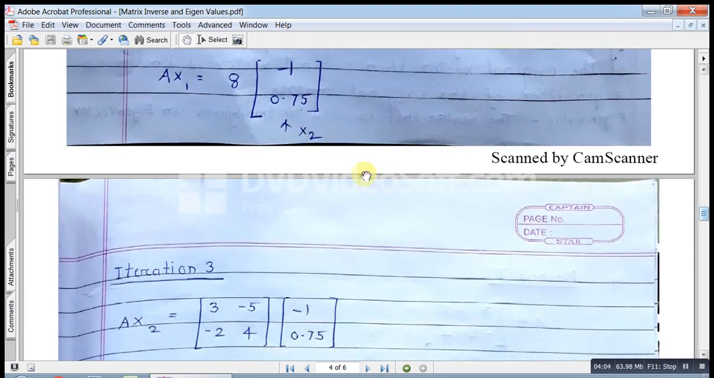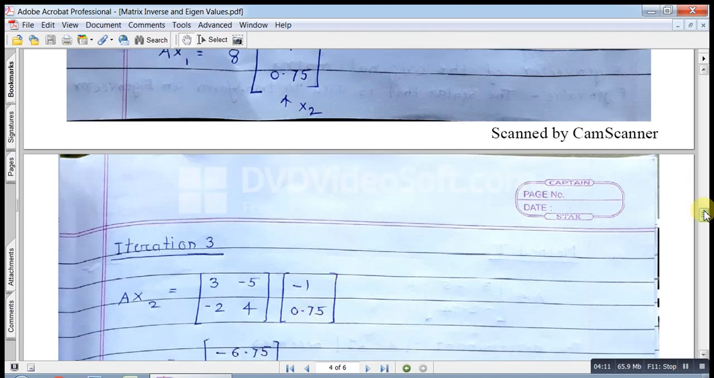Similarly, we will multiply both the matrices. 3 into -1 plus -5 into 0.75, we will get -6.75. Similarly, -2 into -1 plus 4 into 0.75, you will get 5. Now between these two values, 6.75 is the highest one, so we will take it outside. So -6.75 divided by 6.75 will be -1, and 5 divided by 6.75 will be 0.7407. Consider this as x3.